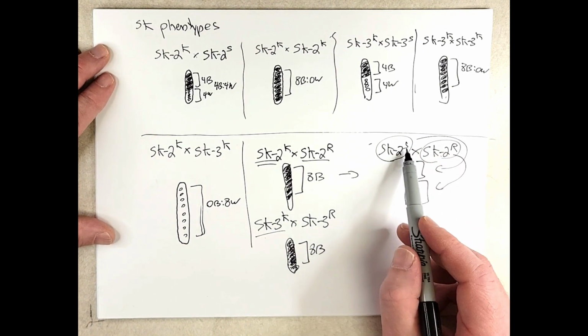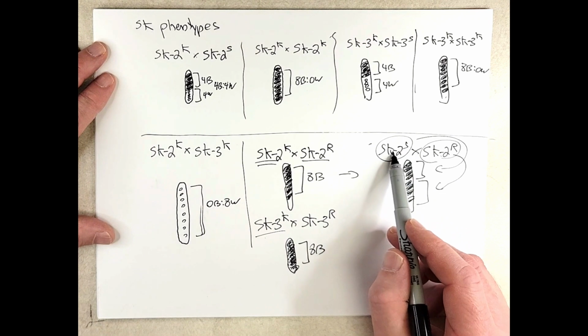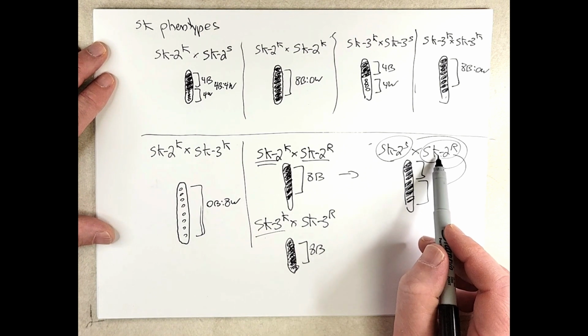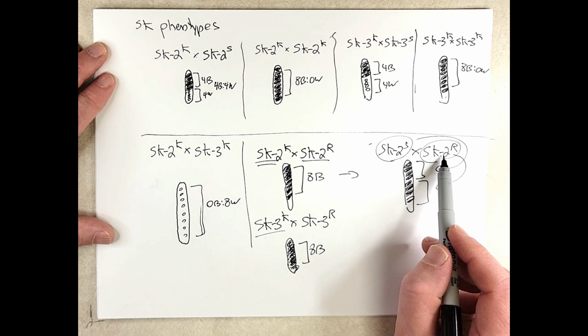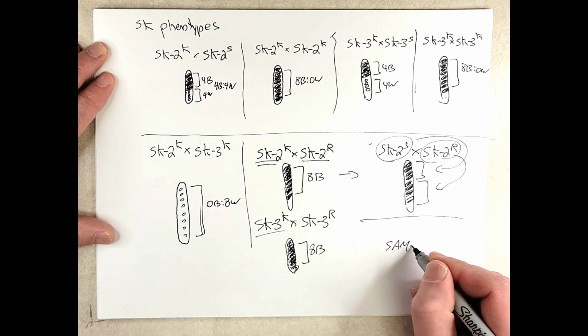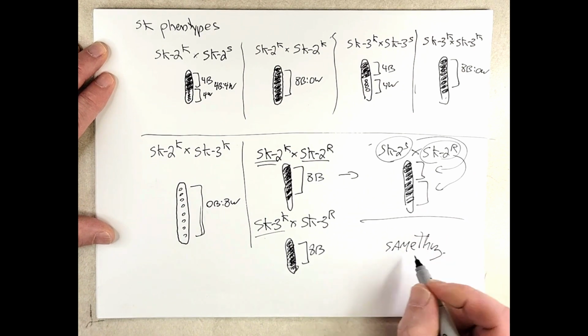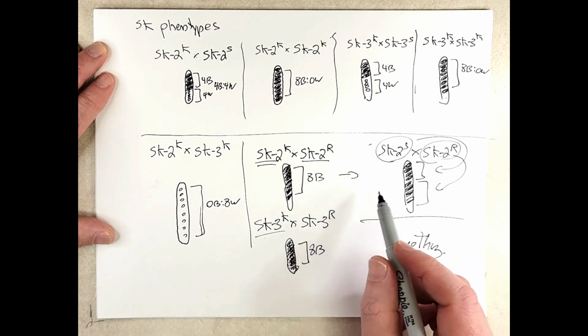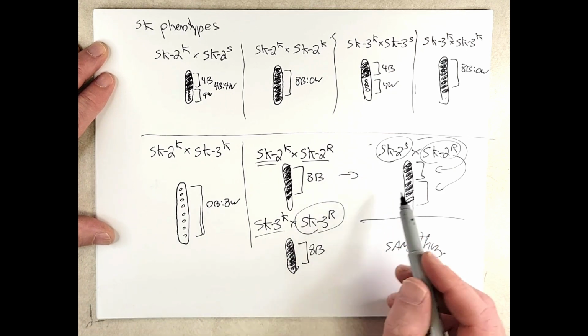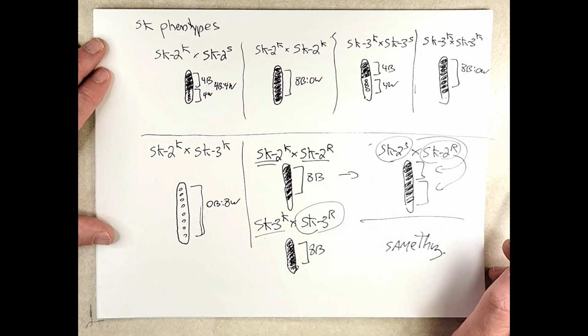Half of the offspring are inheriting the genes that make an isolate sensitive to SK2 type spore killing, and half of the offspring inherit the genes that make an isolate resistant to SK2 based spore killing. And the same thing would occur if we did the cross between SK3S and SK3R. All the ascospores would survive because there's no spore killer in the cross.